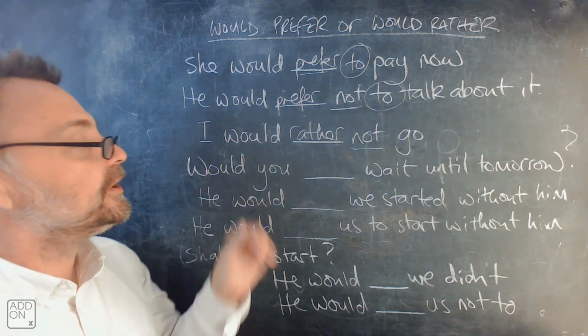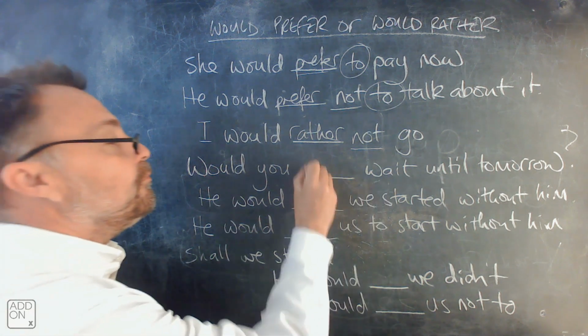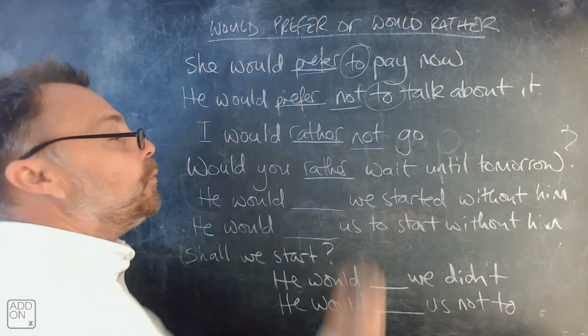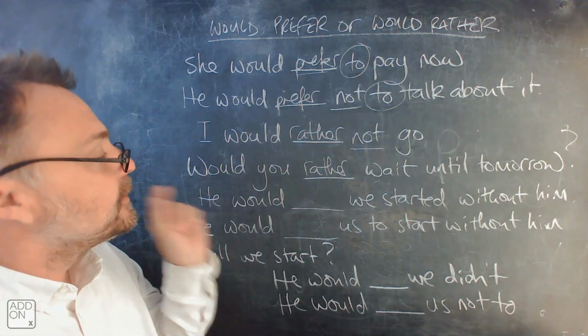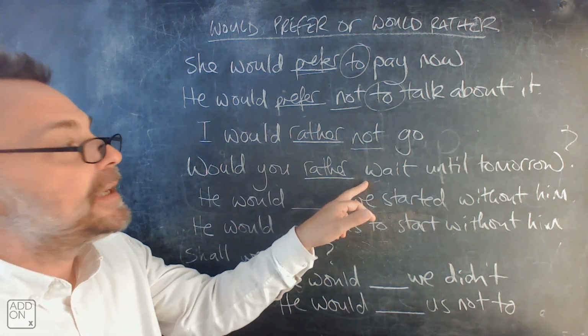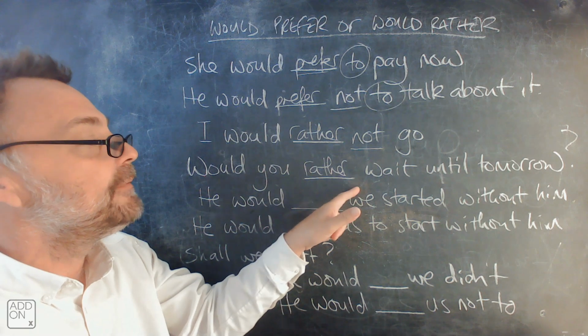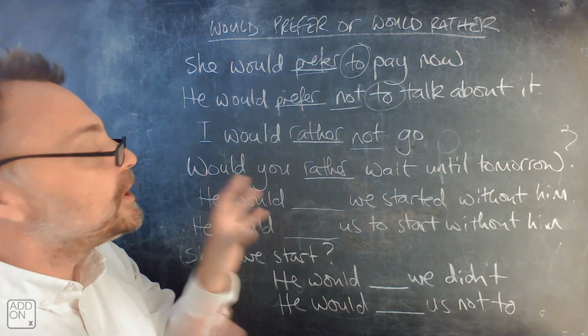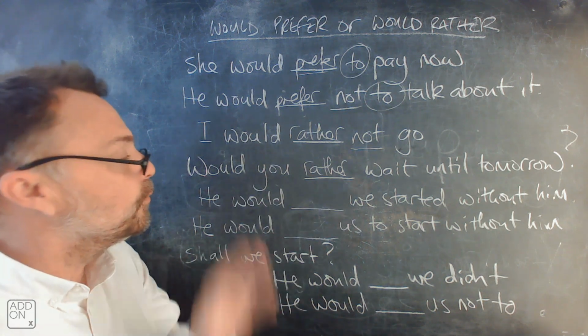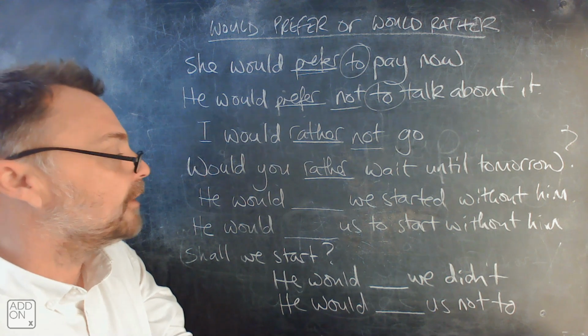Next one is a question. Okay, would you rather wait until tomorrow? So again, we use rather because there's no to. There's no to in the infinitive. When we use rather, we don't put the to. Would you rather wait until tomorrow?